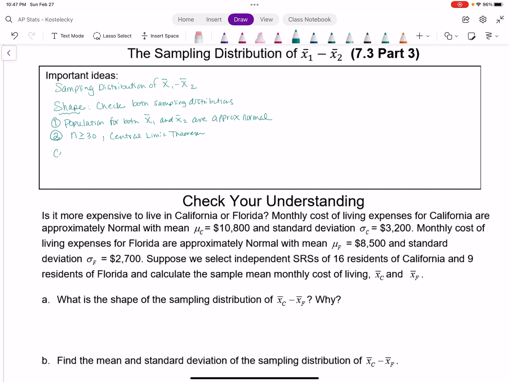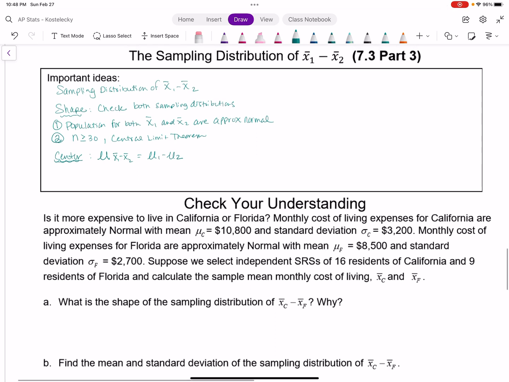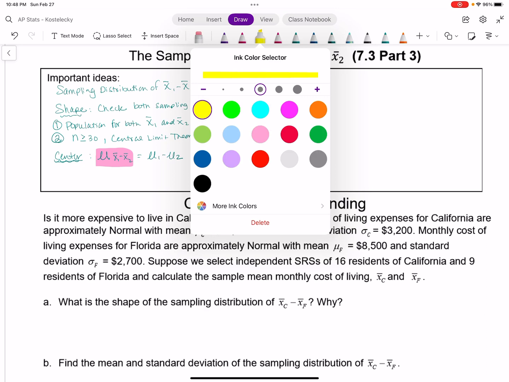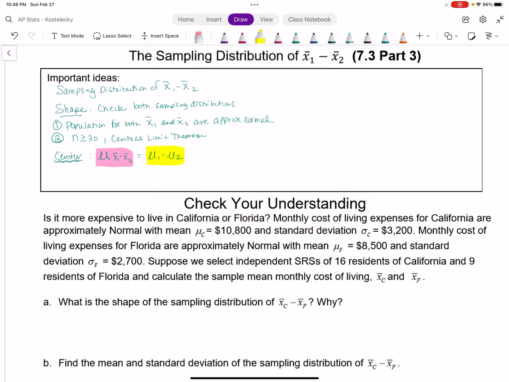Your center. Okay, we're going to need our center because it's a normal distribution, so we need the mean. The mean of your sampling distribution for the difference of your means is the mean of x bar 1 minus x bar 2 equals the mean of 1 minus the mean of 2. So the first one here, this would be coming from your sample. The other one, this is going to be your population. So basically they're saying the mean of the difference of your samples is going to be the same as the mean of your population. So hopefully you have the mean of your populations.